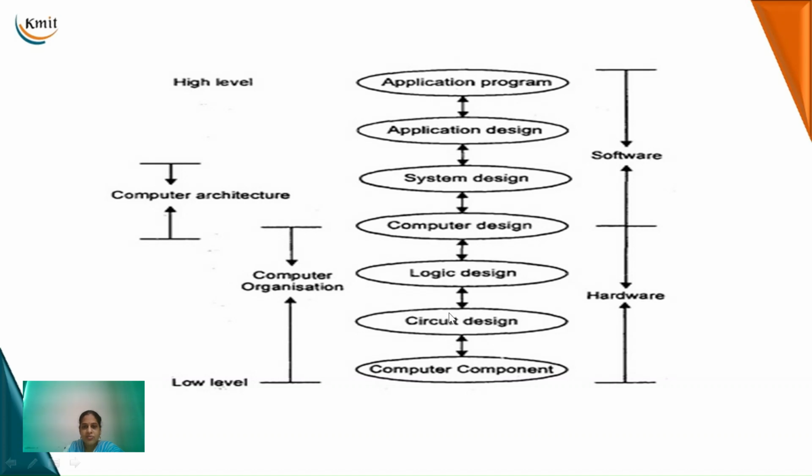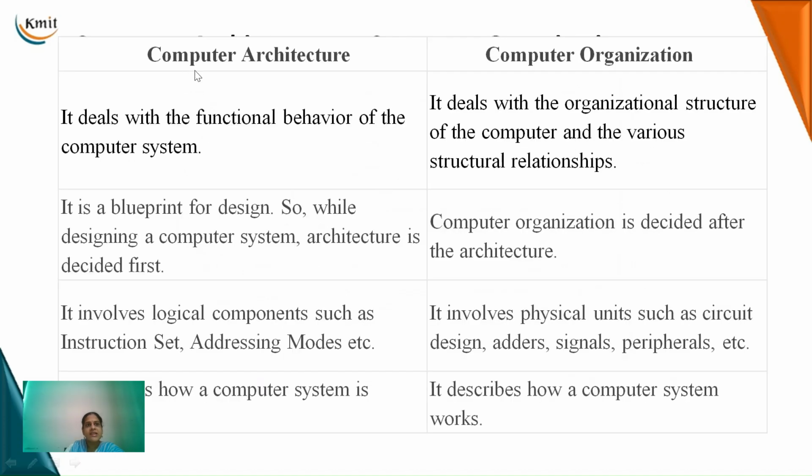They design the circuits, how the circuits are designed, and the connections between them, logical connections. All this is nothing but your computer organization. So, computer organization refers to a low level, whereas the computer architecture refers to a high level. So now let's see the difference between the computer organization, the comparative study between organization and architecture.